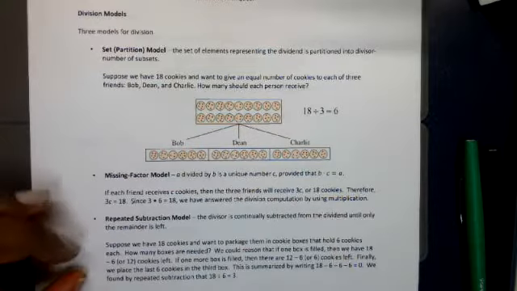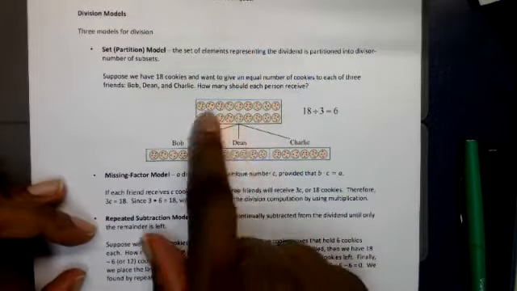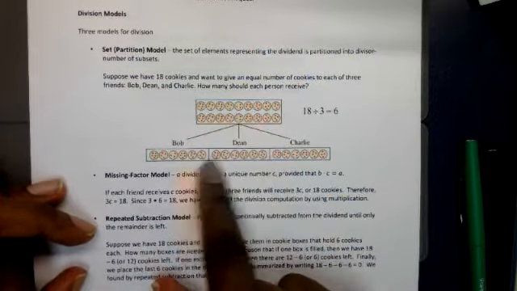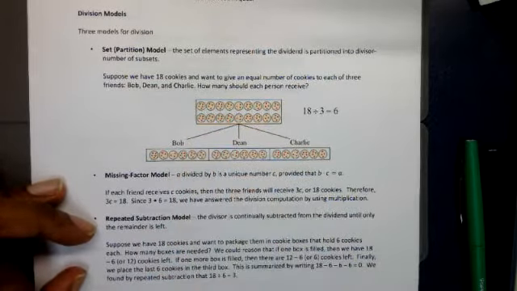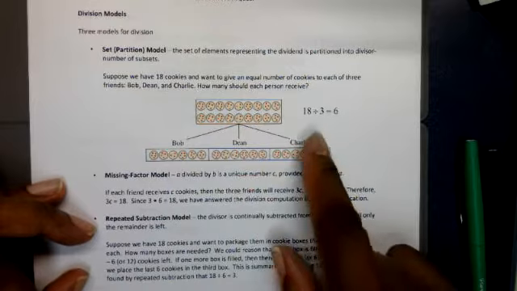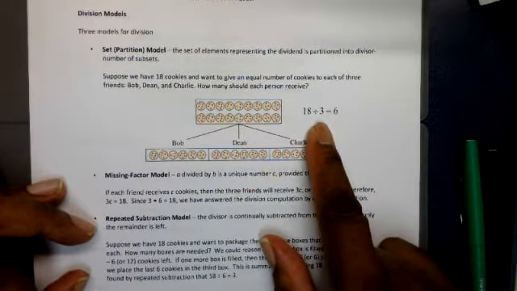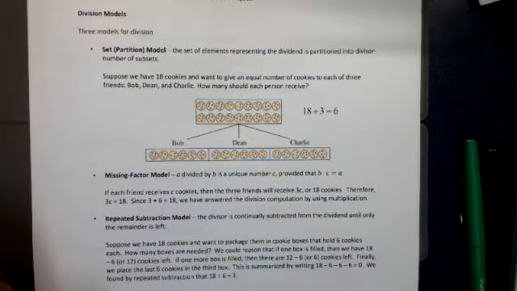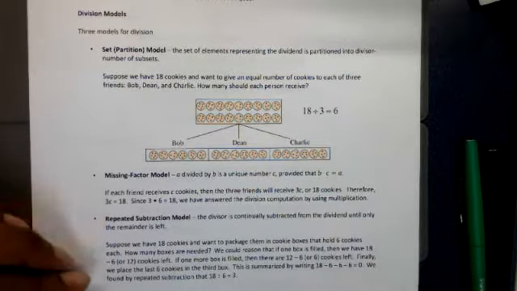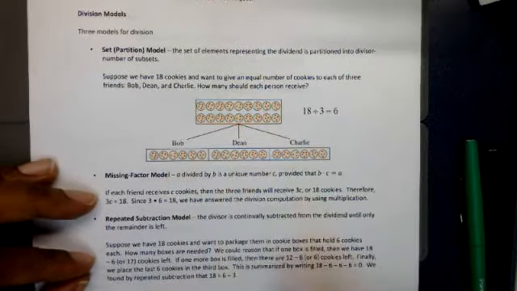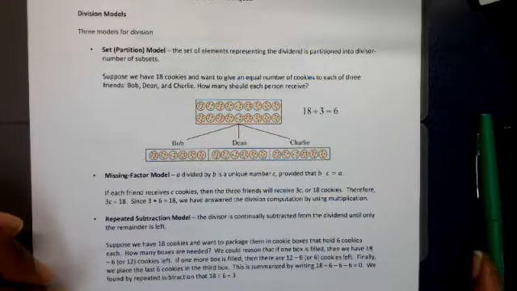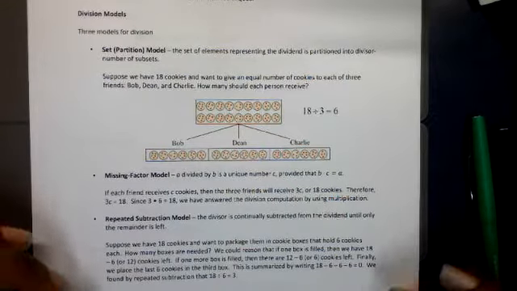How many should each person receive? Okay. So in this case, we have 18 cookies, and we're going to divide those among 3 friends. So we do 18 divided by 3, or think of this as 3 times what number gives us 18, which is 6. So each of his friends will receive 6 cookies.